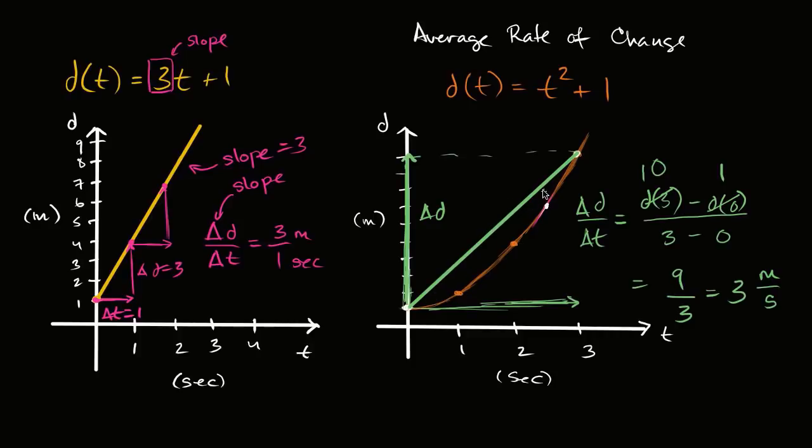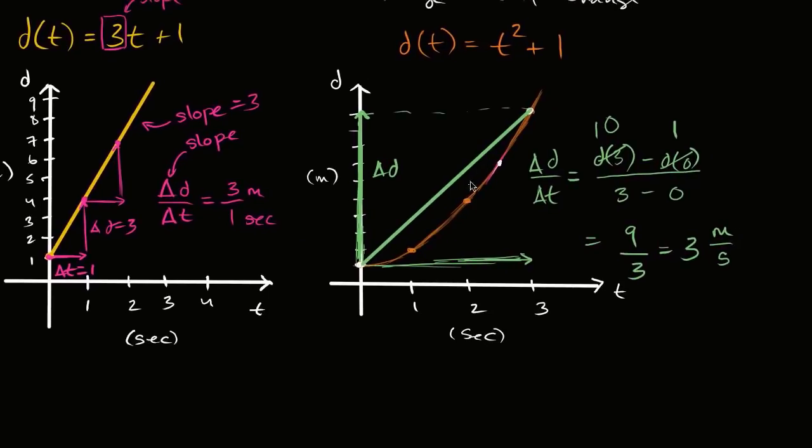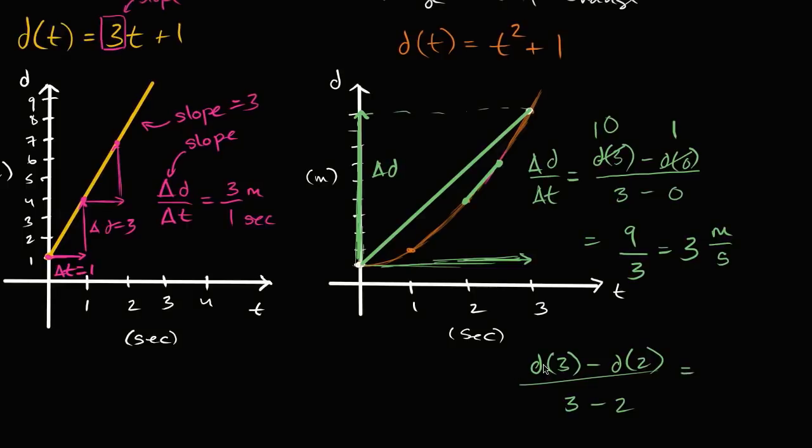And we could also think about our average rate of change over other durations. We could think about what is our average rate of change between the 2nd and the 3rd second. So this one is going to be the slope of this secant line. And so over there, it's going to be our distance at 3 seconds minus our distance at 2 seconds over our change in time. We finish at 3 seconds. We started at 2 seconds. d of 3 is equal to 10. d of 2 is equal to 2 squared plus 1, which is 5. So we're going to have 10 minus 5 is 5 meters over 1 second. So we could write it as 5 over 1, or we could just write it as 5 meters per second.